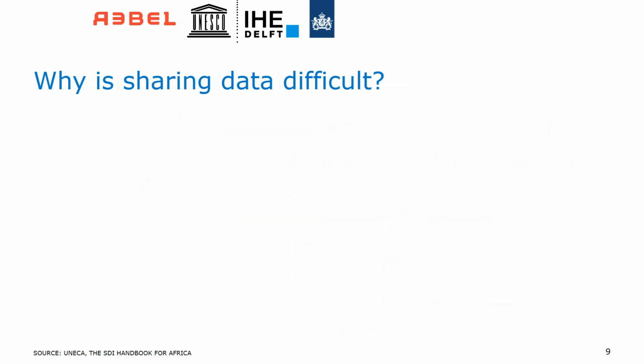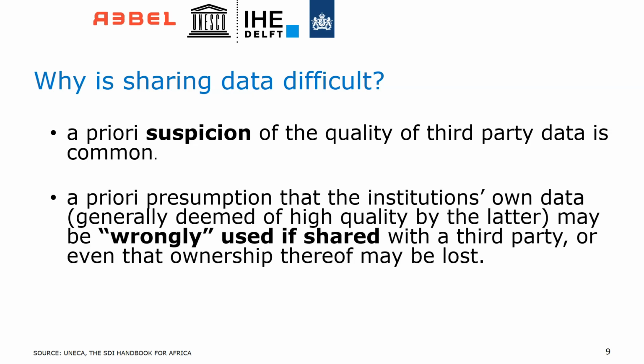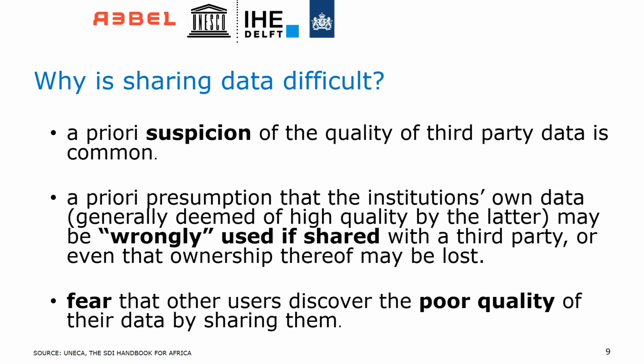We see that there are so many benefits, but why is sharing data then so difficult? One of the arguments is that data from others cannot be as good as your own collected data. There's always a suspicion of the quality of data from others. Related to this, organizations that are collecting data, which they promote as being of very high quality, are afraid that people who use their data will wrongly use that and that they will even lose face or ownership when the data is wrongly used. Often the real reason behind this is the fear that other users will discover that their data is in fact of poor quality and therefore they don't want to really share it.